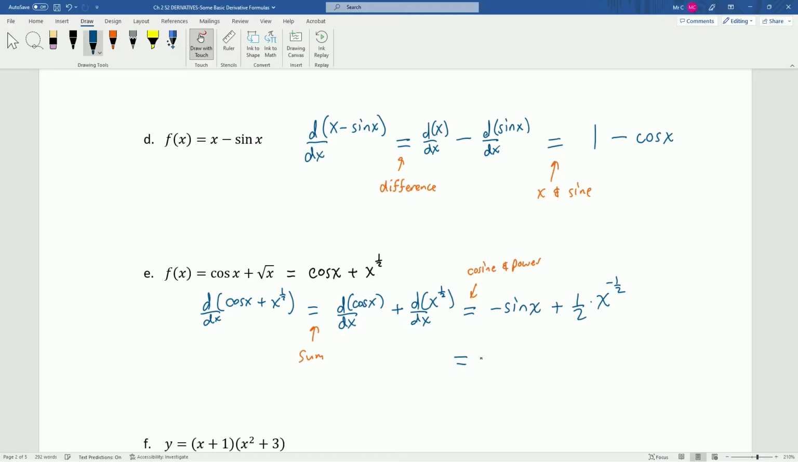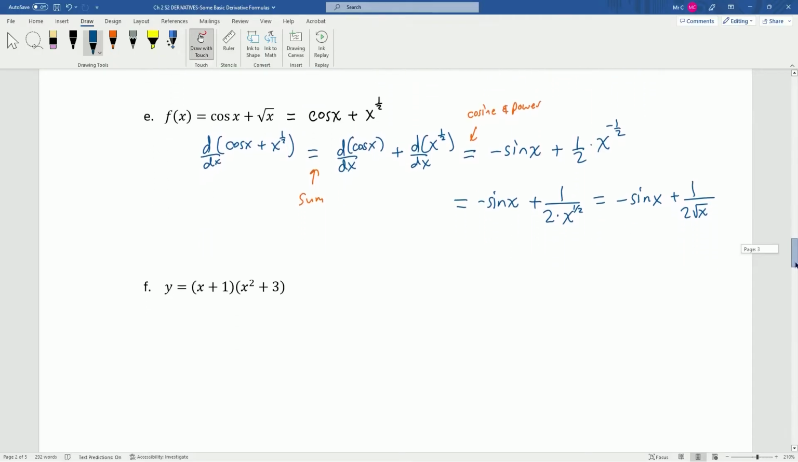And now I'm just going to rewrite this slightly. It's not necessary, but typically we won't leave things as negative powers. We'll write them as 1 over that power. And furthermore, you'll often see these rewritten back in terms of radicals. So this would be 1 over 2 times the square root of x. Okay, so far, so good.